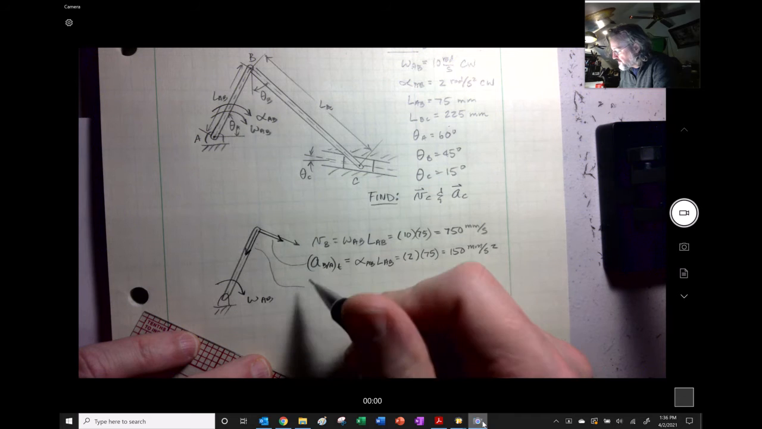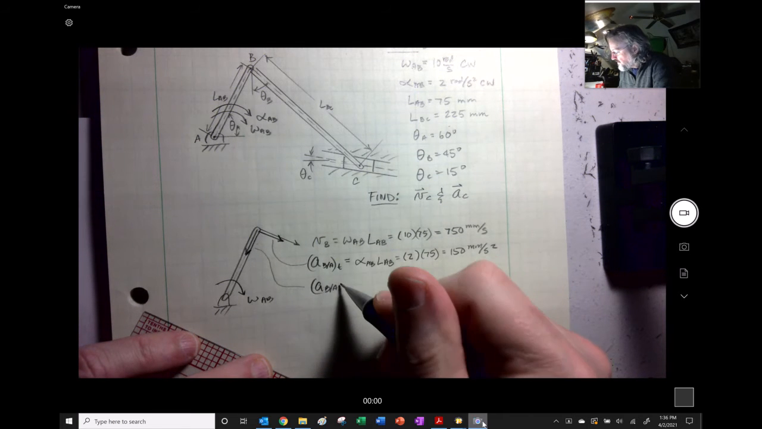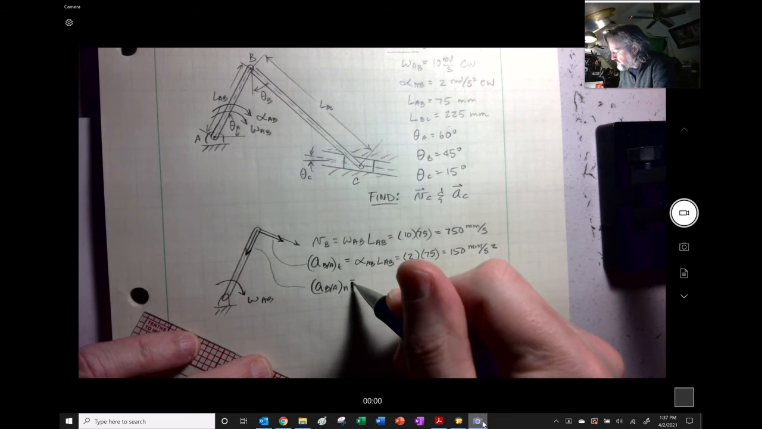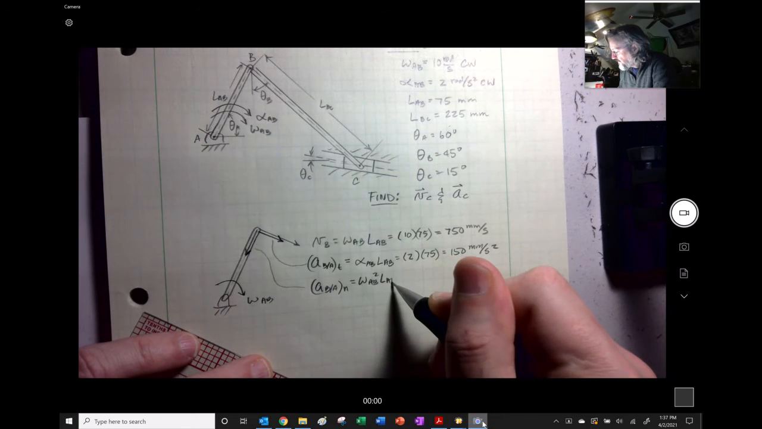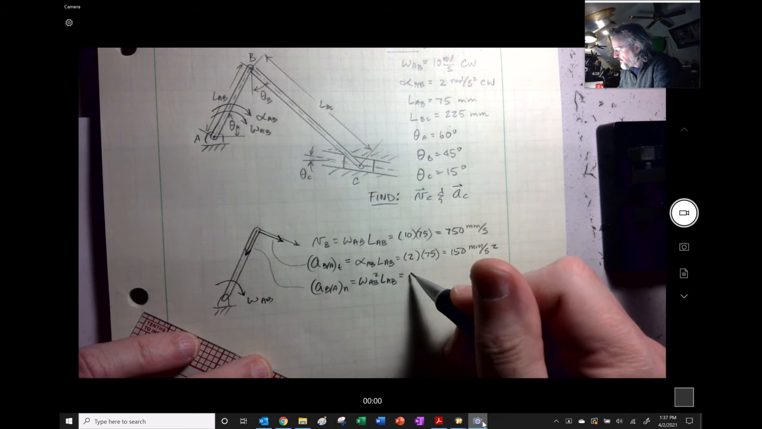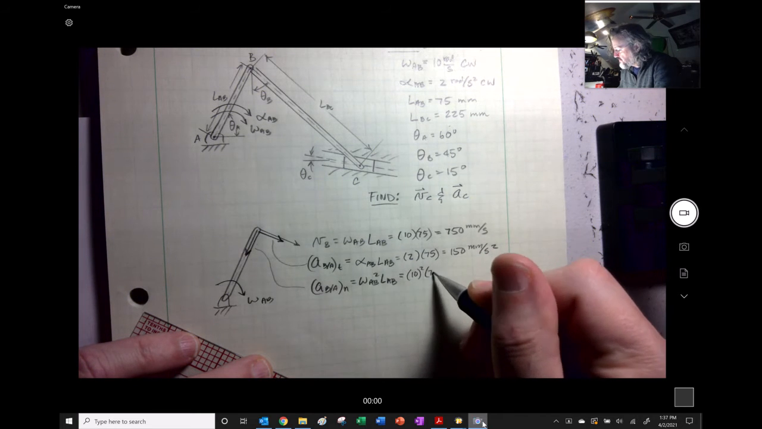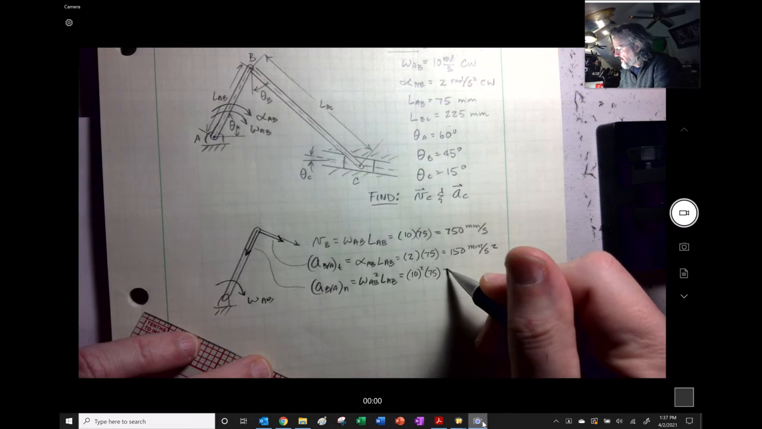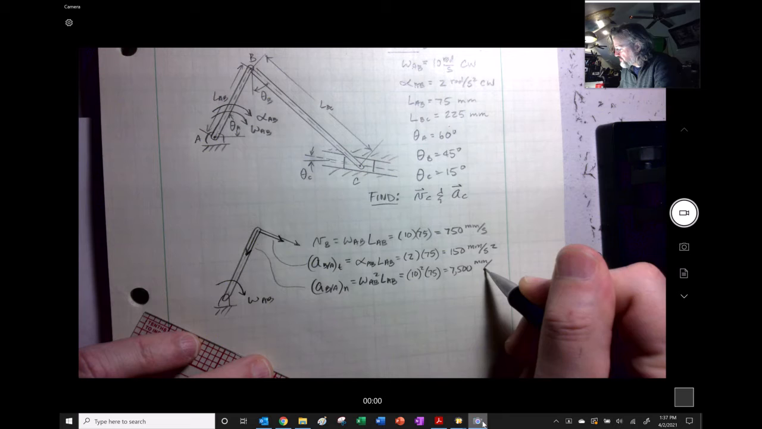Then we have this guy right here. He's going to be the acceleration of B with respect to A in the normal direction, or omega AB squared LAB. And so that comes out to 10 squared times 75. So we have 7,500 millimeters per second squared.